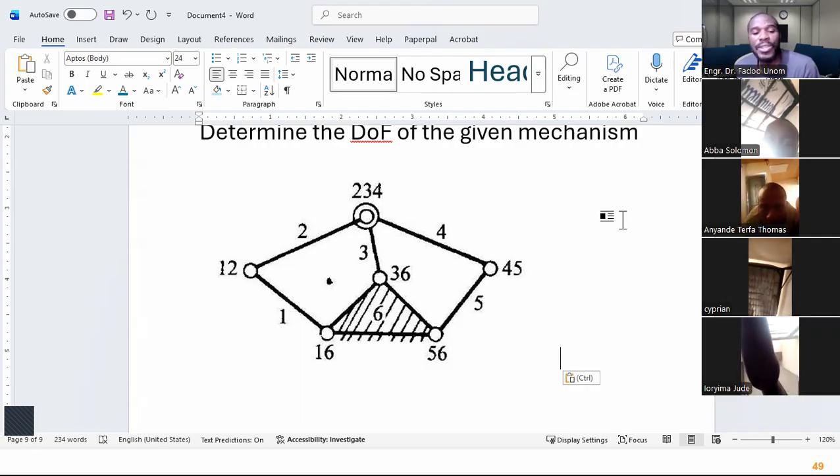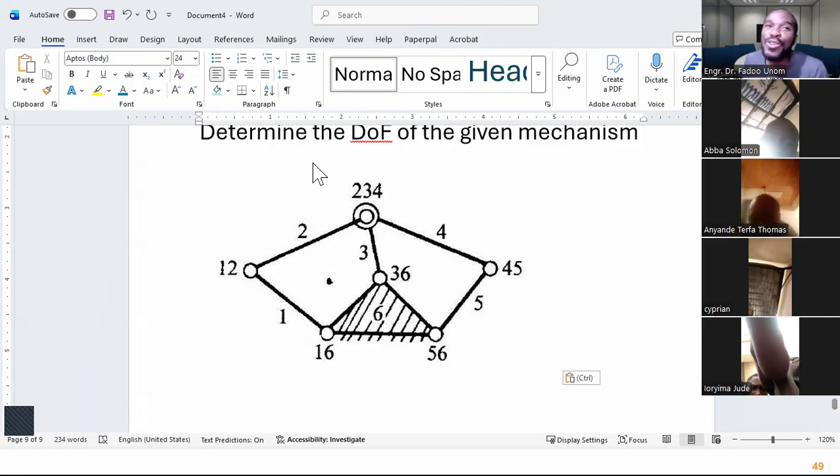How many binary joints do we have? 4. Nope. 2, 3, 6. 8 binary joints. No, 8 is too much. They have even done it for you.